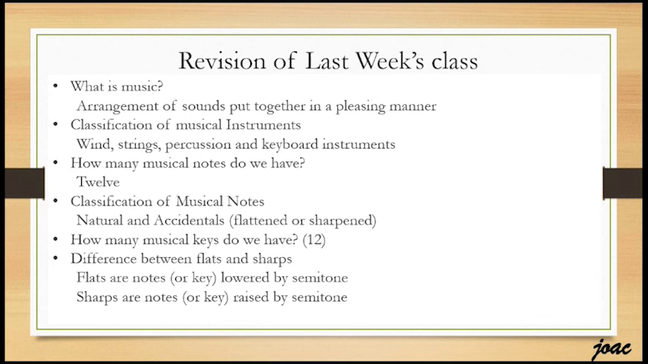So just as we have said, music is arrangement of sounds put together in a pleasing manner. The classification of musical instruments, we have it as wind instruments, strings, percussion, and keyboard instruments. Musical notes, there are 12 in number. We've said that. Classification of musical notes, we have the natural and the accidentals, which is either sharpened notes or flattened notes. So how many musical keys do we have? We have 12. We have listed them just now. All right, and difference between flats and sharps.